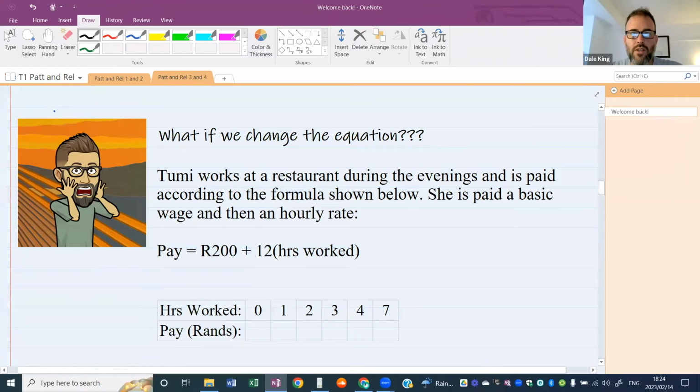Tumi works at a restaurant during the evenings and is paid according to the formula shown below. She is paid a basic wage, and then an hourly rate. So in the previous scenario, we just had an hourly rate. Now we have a basic wage and an hourly rate. So even if Tumi doesn't work any hours, she should still get the basic wage. Even if she just comes to work and doesn't do any work at the restaurant, she should still get a basic wage, which is a much better situation for her.